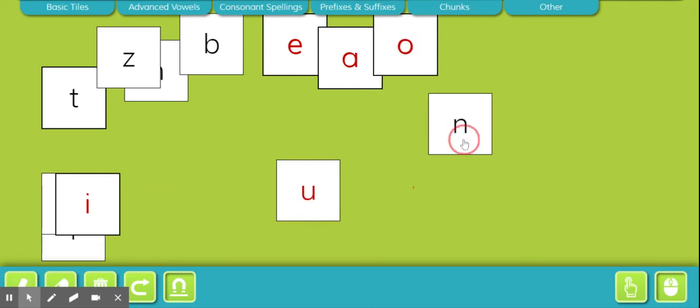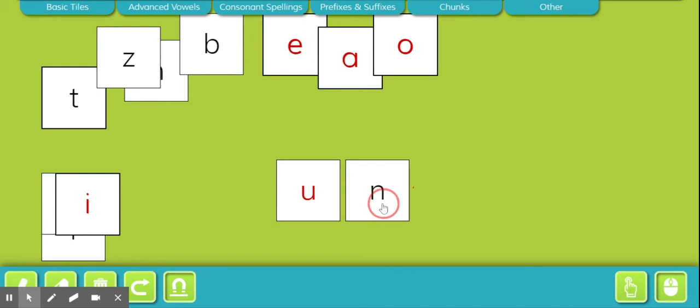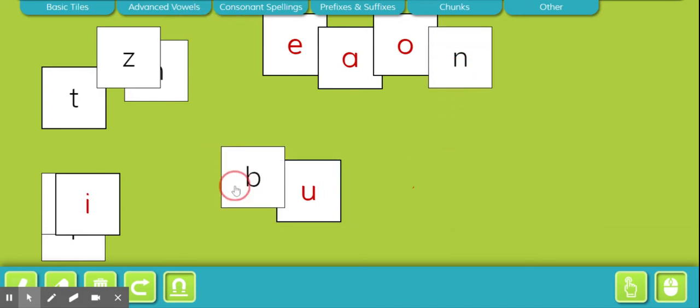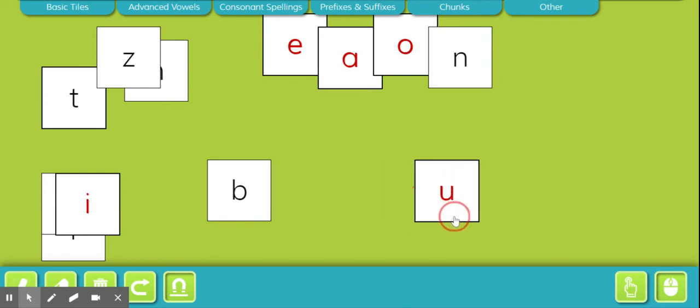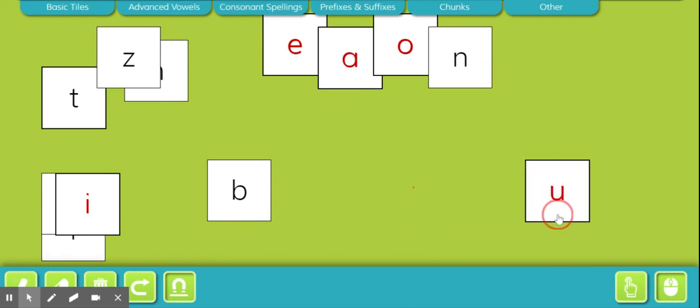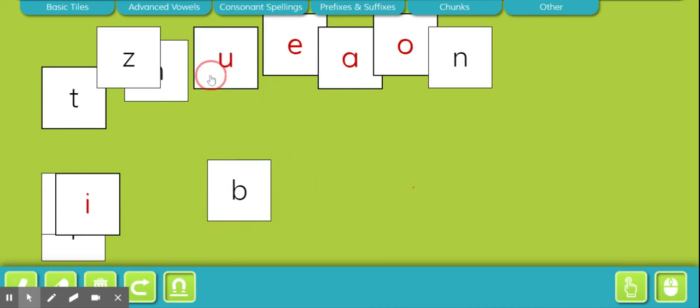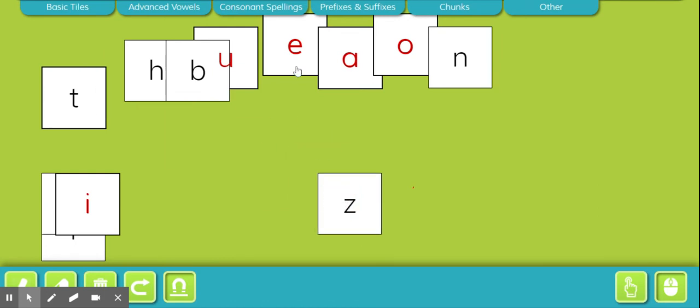U, when he is closed in, says, I can't run very far. Un. But when he's open, he gets to say his name, U, I can run very far. I'm long. And so he says, bu, as in bugle. So as you see, this can help us read multi-syllable words because we break the syllable into parts. Just a quick review of how we might do that.